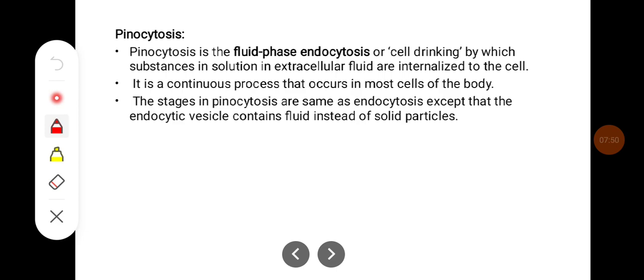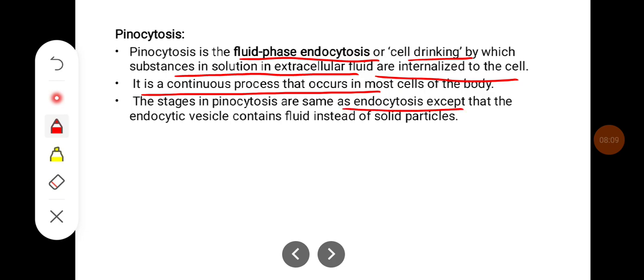Pinocytosis is a fluid phase endocytosis or cell drinking by which substances in solution in the extracellular fluid are internalized to the cell. It is a continuous process that occurs in most of the cells of the body. The stages in pinocytosis are the same as those of endocytosis, except that the endocytic vesicle contains fluid instead of solid particles.